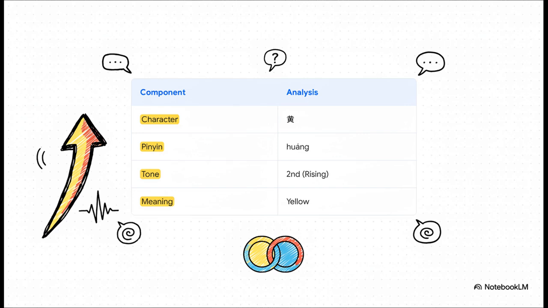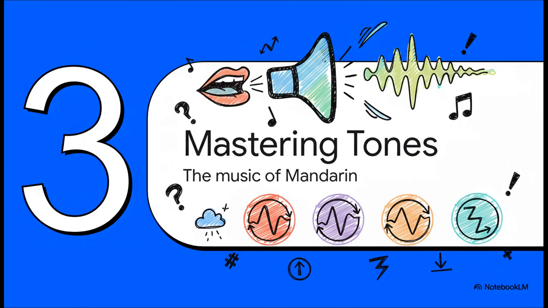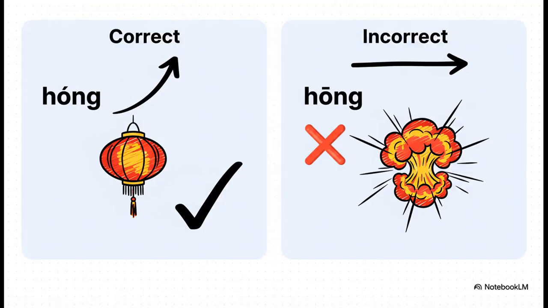And that brings us to our next really crucial section. Let's shift gears for a minute. Let's move from the visual structure of the characters to the auditory part. Because in Mandarin, the tone isn't just a little bit of inflection, it's a core part of the word's meaning. If you get it wrong, you don't just sound a little off, you can be saying a completely different word. Let's just use red as a perfect case study.